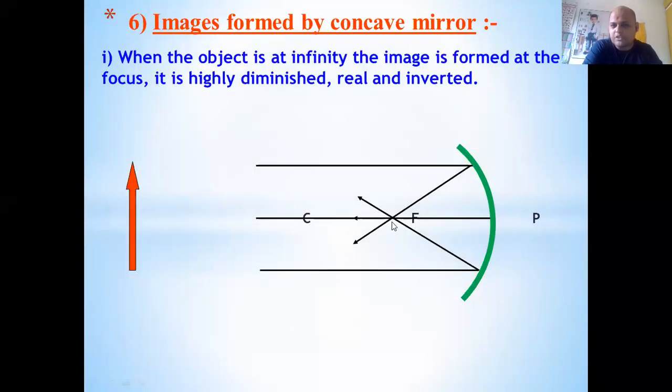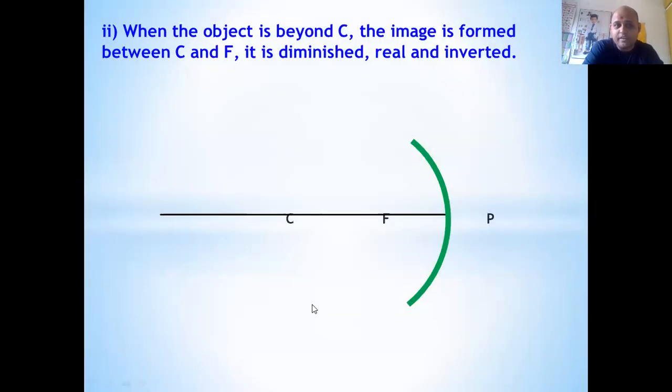It will be a very tiny speck that will be seen. The further the distance, the smaller the image. So you can think that as the object comes closer, slowly the image will get larger. That we will see in the simulation. I'll show you the simulation also.